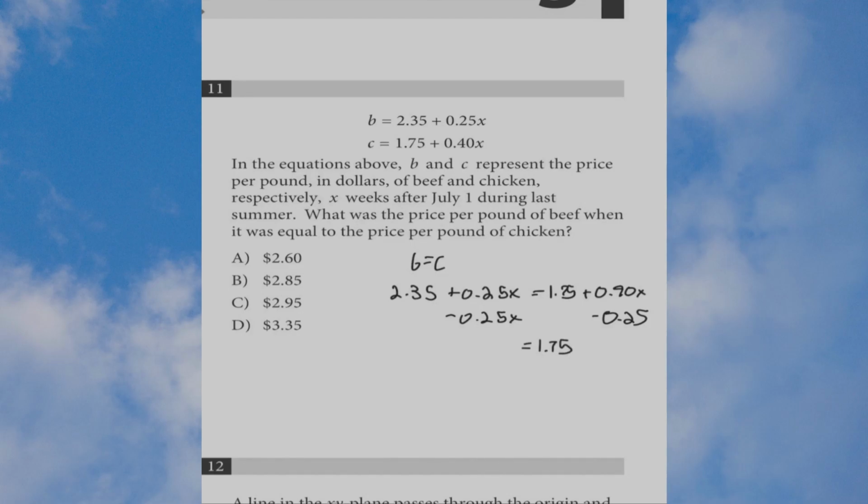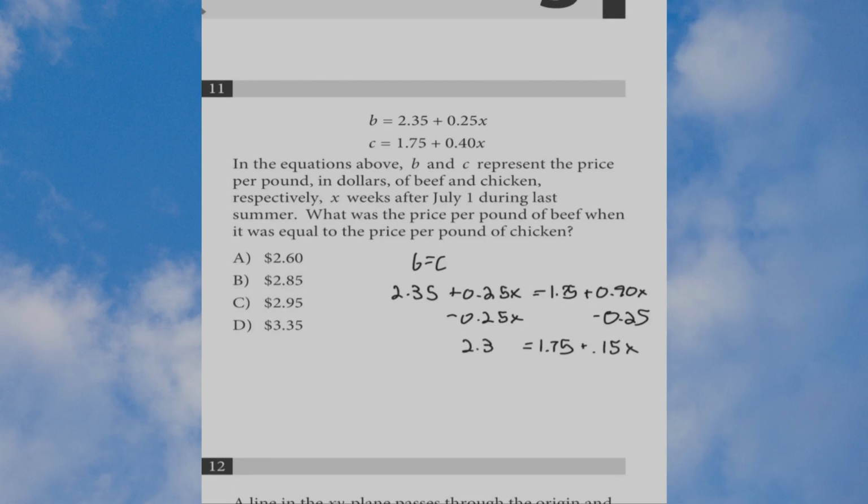So 0.4 minus 0.25 is positive 0.15x. And then we want to subtract the 1.75 over so that we can divide by 0.15 after. This would give us 0.6 is equal to 0.15x. 0.6 divided by 0.15 to get x alone gives us x is equal to 4. This, however, doesn't give us the price per pound. This just tells us what week.